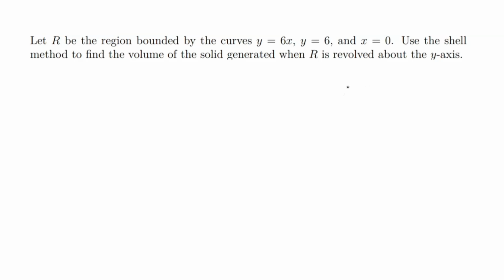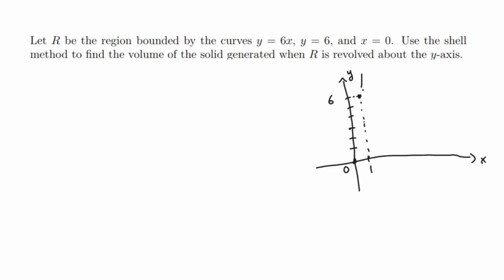First of all, I'm going to graph the function y equals 6x. This is x, this is y. When x equals 0, y equals 0, so this point is 0. This is 1, 1, 2, 3, 4, 5, 6. This is 6. So when x equals 1, y equals 6. So this point, right? I will connect these two points. This is the function y equals 6x.